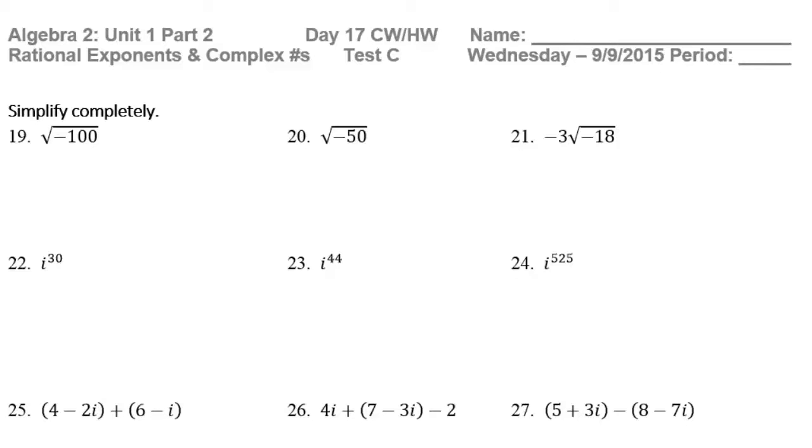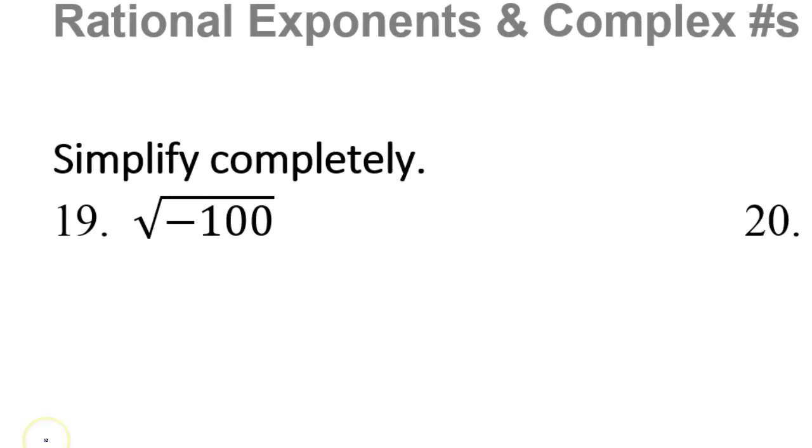Okay, in this video we will continue our review. We will be simplifying square roots and we will be doing I to any power. Alright, it's all about complex numbers. If we have a negative under a radical, what happens? You take the I. You got to take the I, right?